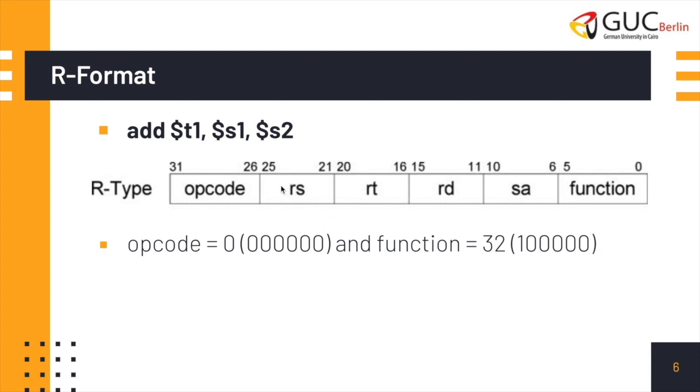So the RS is S1, the RT is S2, and the RD is T1. These registers have numbers, so we need to know S1 is equivalent to which number, S2 is equivalent to which number, and T1 is equivalent to which number. Since we have 32 registers, we need 5 bits to represent all 32 registers, and that's why the fields of RS, RT, and RD take 5 bits each.